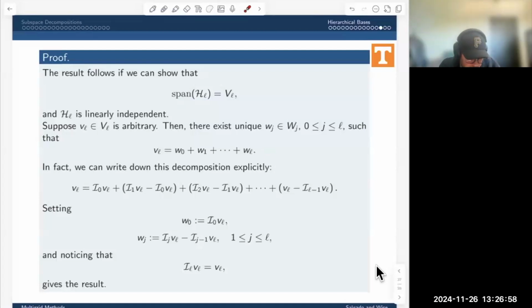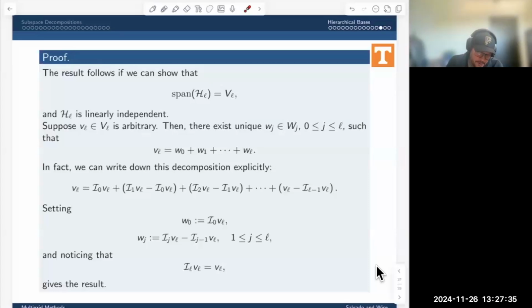To show that it spans the space, we have to suppose that VL is arbitrary, and then we have to write a decomposition for this using the elements of the various spaces. The way we're going to do this is to show that if we start off with an arbitrary VL, we can immediately write this as a bunch of W functions where each W is from Wj. And the technology we're going to use to do this is the Lagrange nodal interpolation operator.